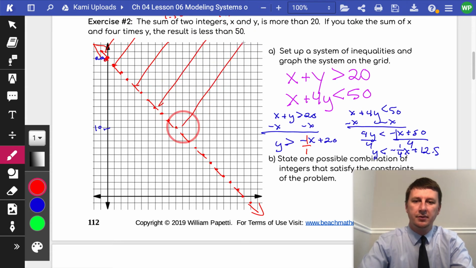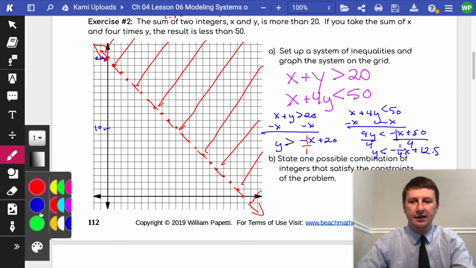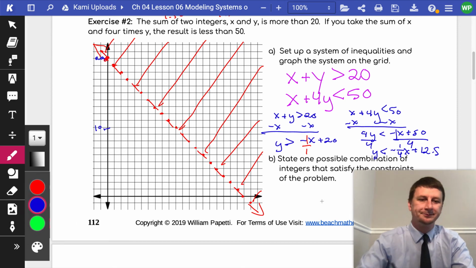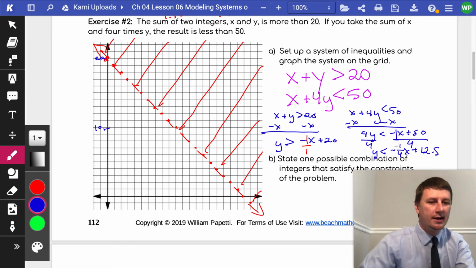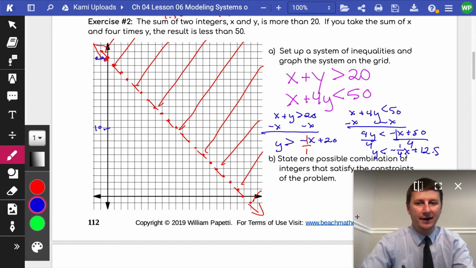Nice straight perpendicular lines. So it's easiest to see our solution set once we graph our second inequality, which is going to be y is less than negative 1/4 x plus 12.5.